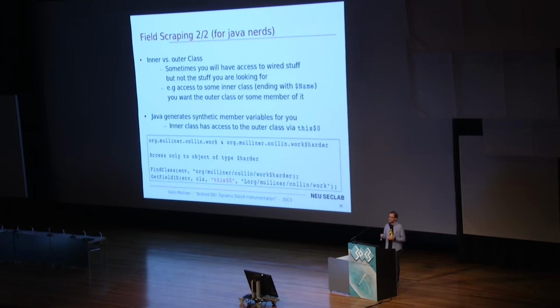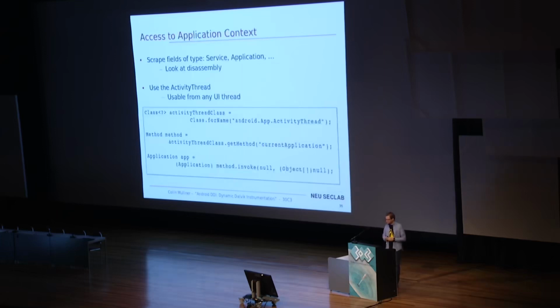If you only have access to an inner class, you can easily get a reference to the outer class, which is this generated variable, this$0, which just points to the outer class. There are just multiple methods to get pointers to the class.